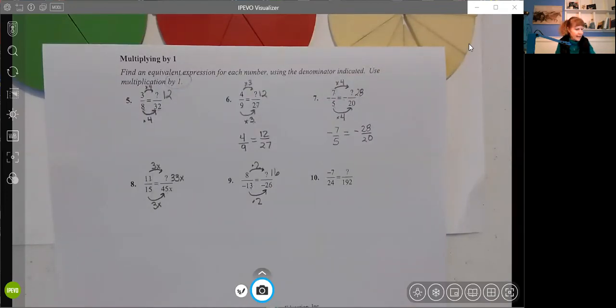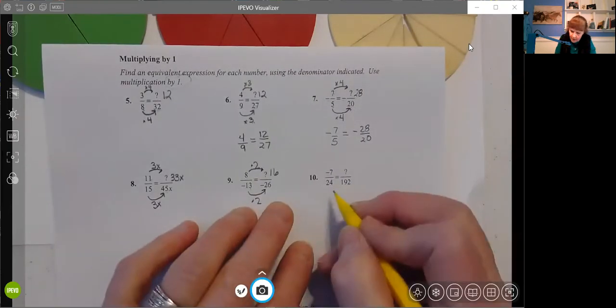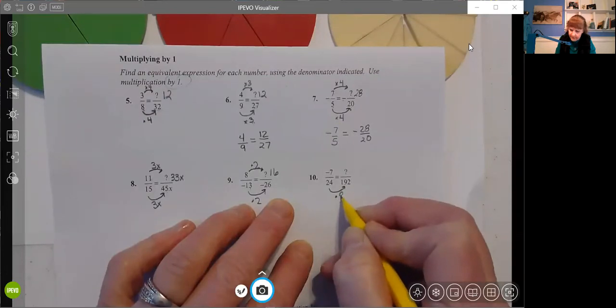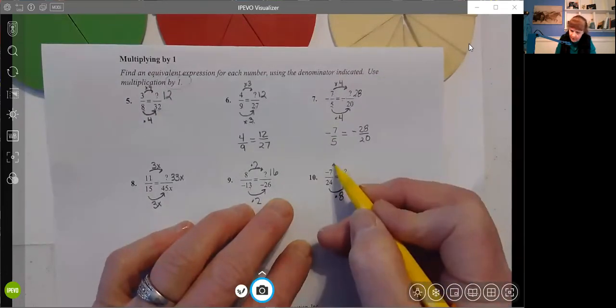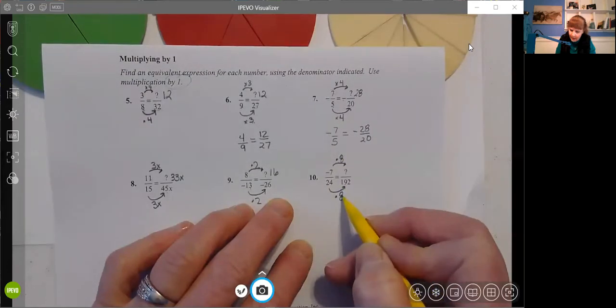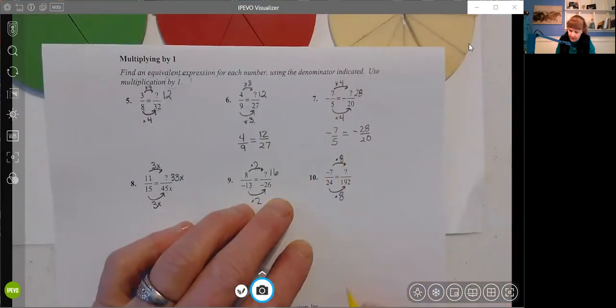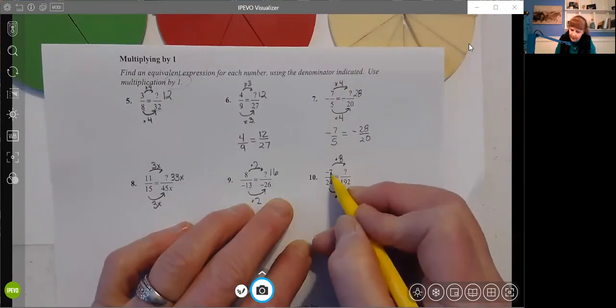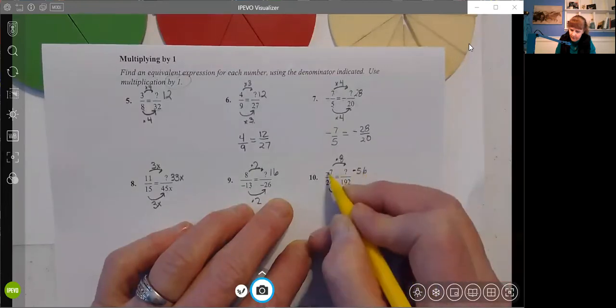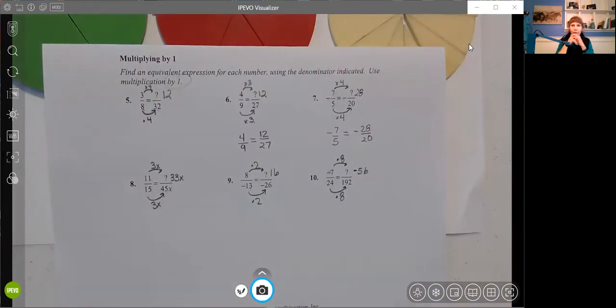All right, the next one, we're going to take 192 divided by 24. Make sure I have that right. 8. So to go from here to here, I multiply by 8. I'm multiplying by 8 over 8, this fraction, 8 over 8. Negative 7 times 8 is a negative 56. You have one negative, you got to have a negative over there.